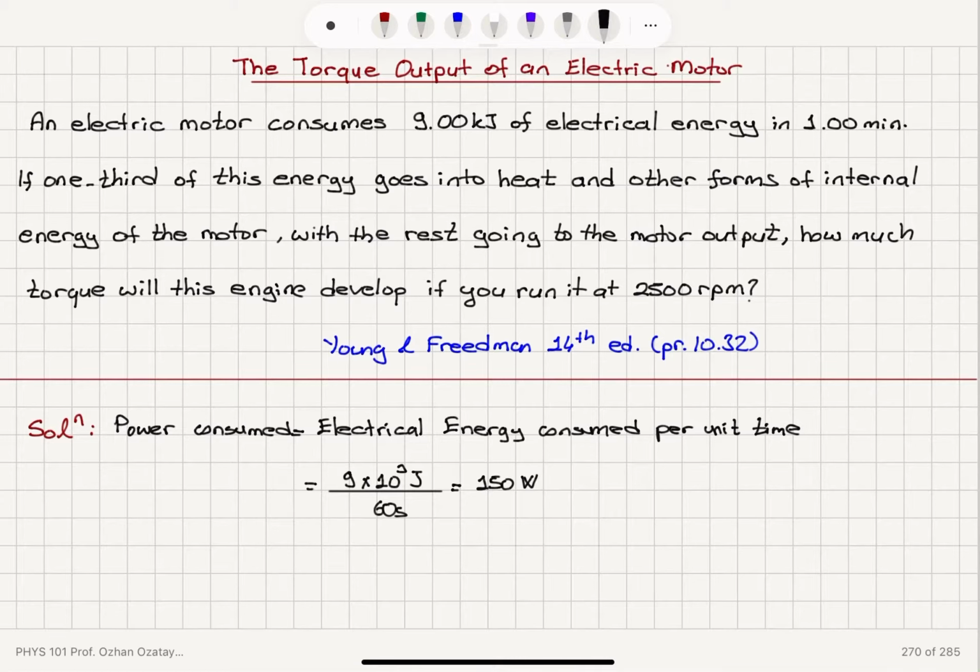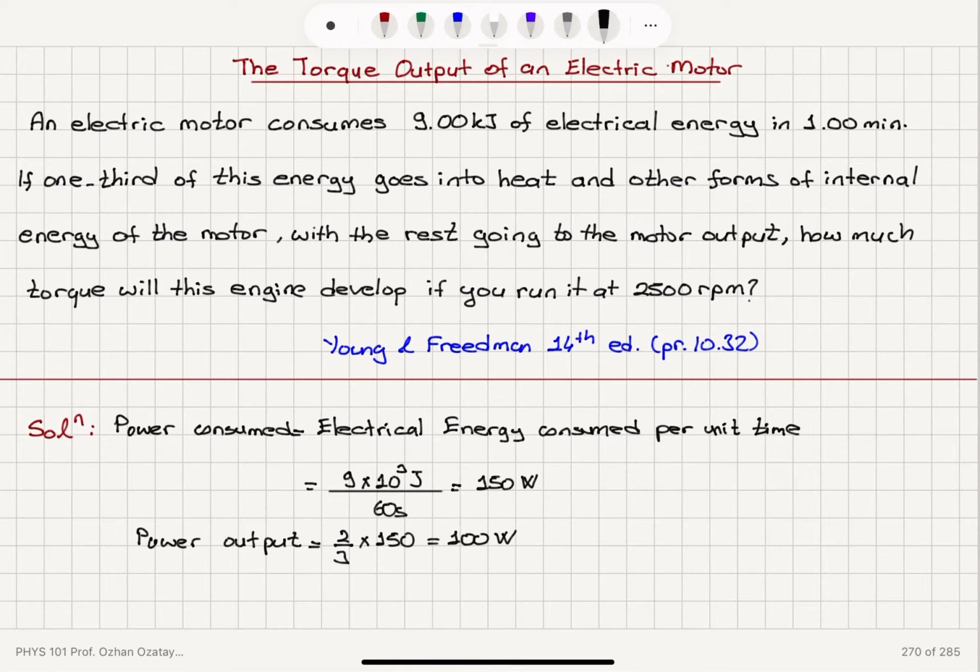And we're using 1/3 of this energy for heat and other forms of internal energy. The rest is going to the output. So therefore, the power output of the engine will be equal to 2/3 of 150 watts, which will be equal to 100 watts.